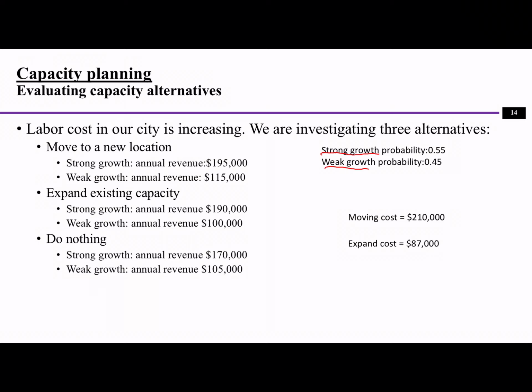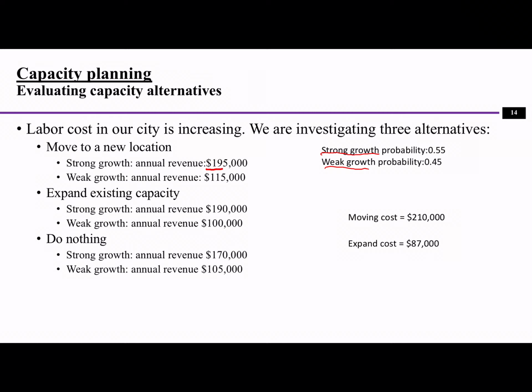probability. So the market probability is 55% of the chance that we have a strong growth, and 45% of the chance we have a weak growth, right? Because right now we do not know if it is strong or not, right? This is only one prediction or a guess or estimation. All right, and it's based on the probability.